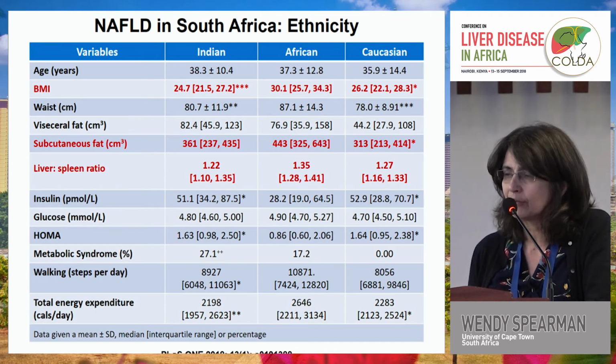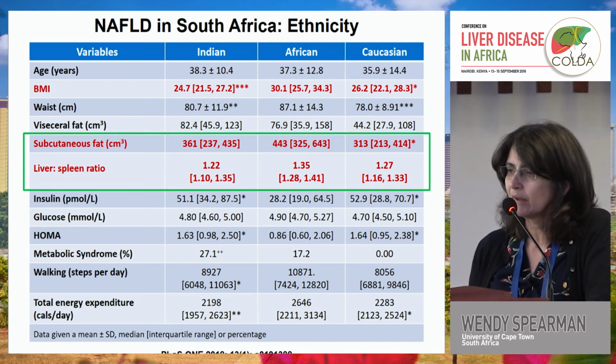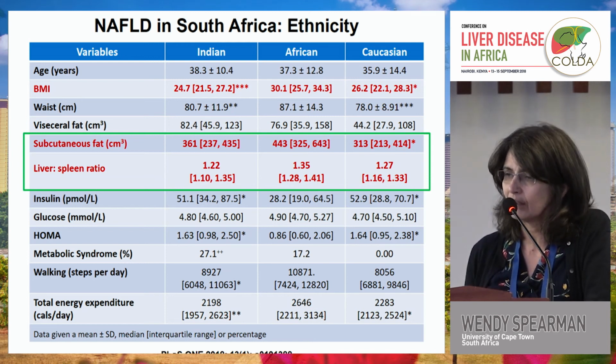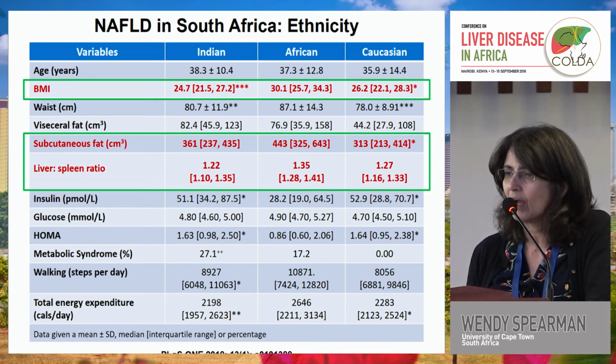But I think there are ethnic factors that play a role. This is a study from South African women, which showed in African women that the prevalence of liver steatosis was much less than in Indian and Caucasian, and subcutaneous fat seemed to be a predictive factor. That was despite them having higher BMIs, whereas in Indian and Caucasian, the metabolic syndrome played an important role.